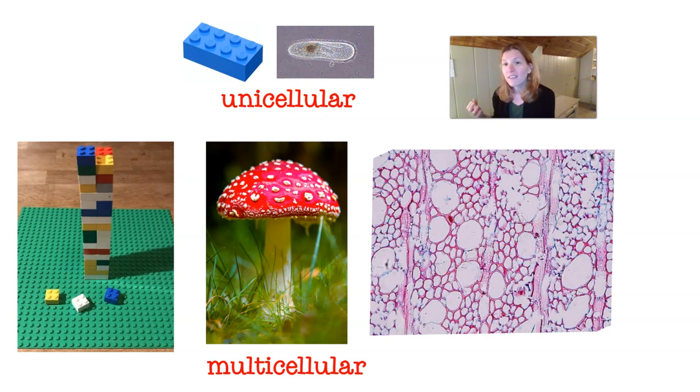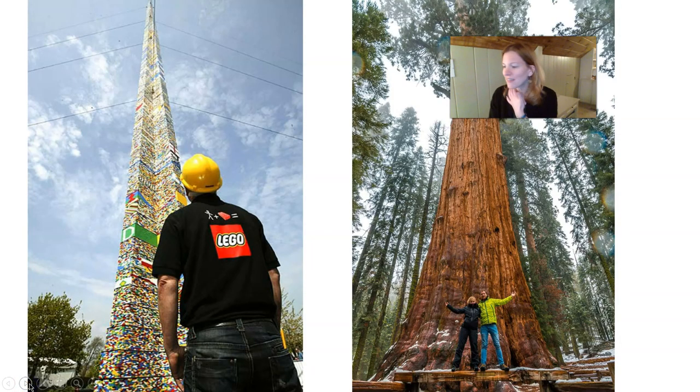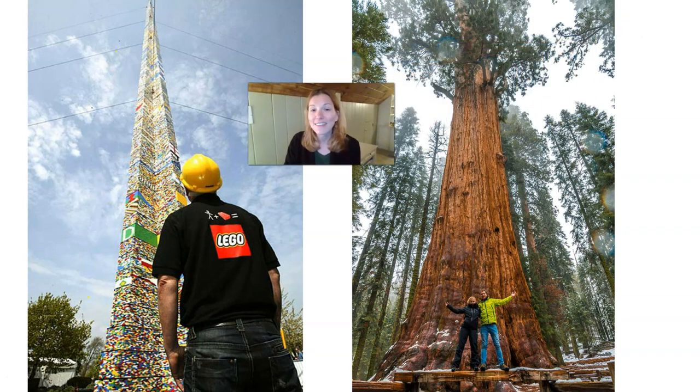Or if you put some more cells together, you can get larger organisms that you can see with your own eyes, like this mushroom. This is what that mushroom looks like under a microscope. So you can see it's made out of lots of different cells, and some of them are different shapes from others. Or you can get increasingly more complicated. So here is the world's tallest Lego tower, and here is the world's largest living thing, and both of those are made out of the same stuff, these individual little building blocks, which can come in different shapes.